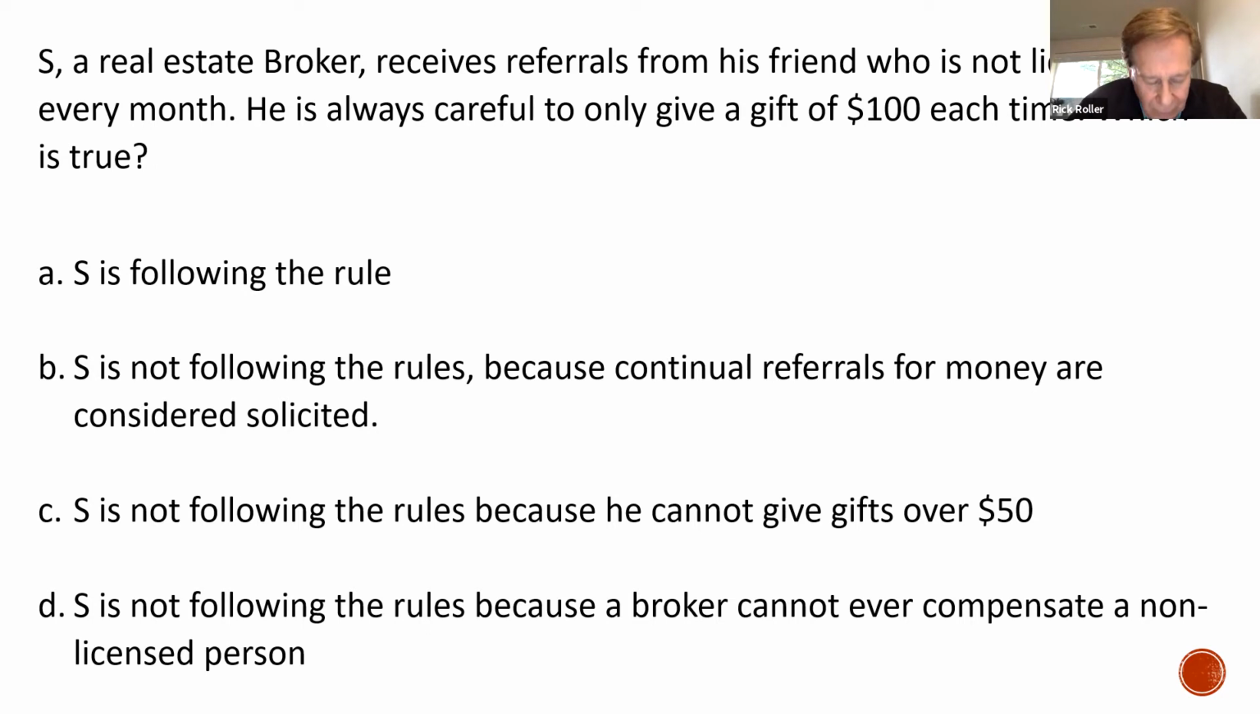S is not following the rules. Oh no, S is following the rules. I'm sorry, that's not true. S is not following the rules because continual referrals for monies are considered solicitation. The problem here is that his friend is not licensed, and it spelled that out.